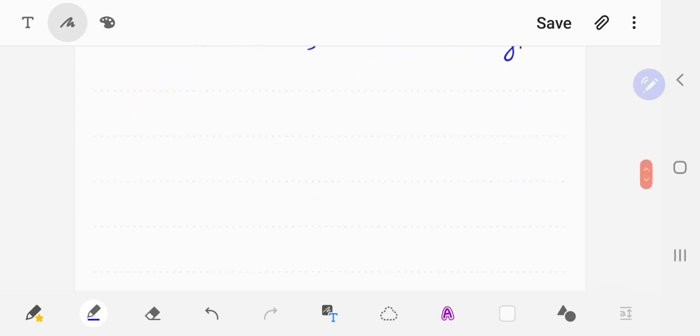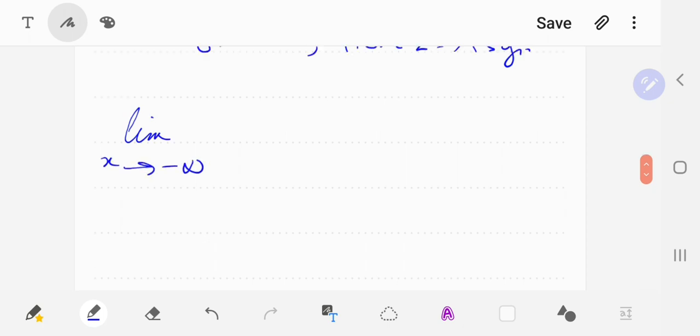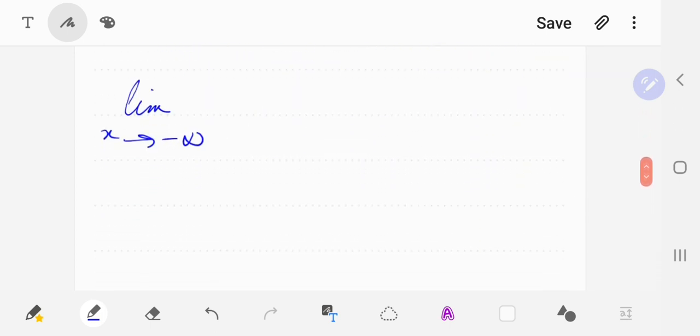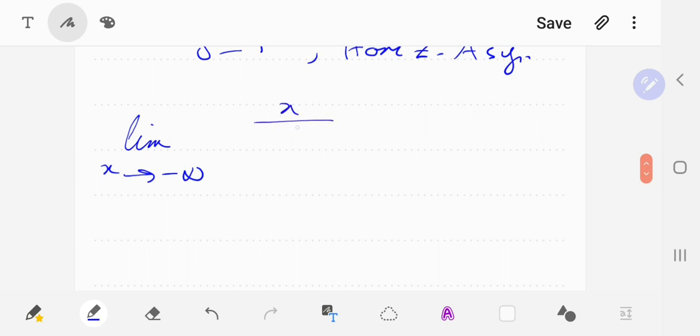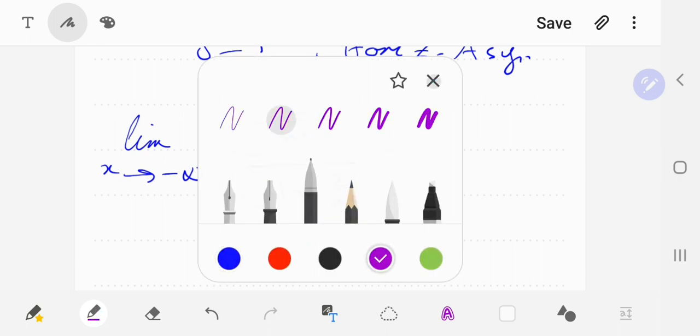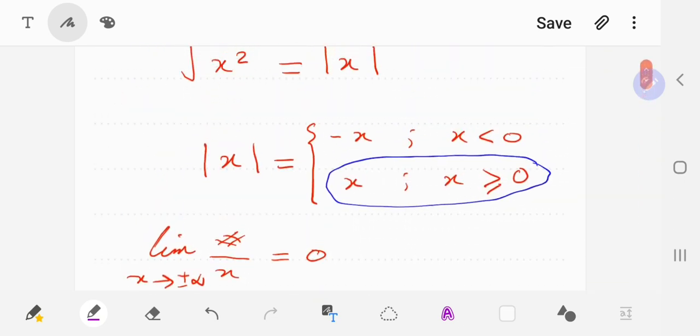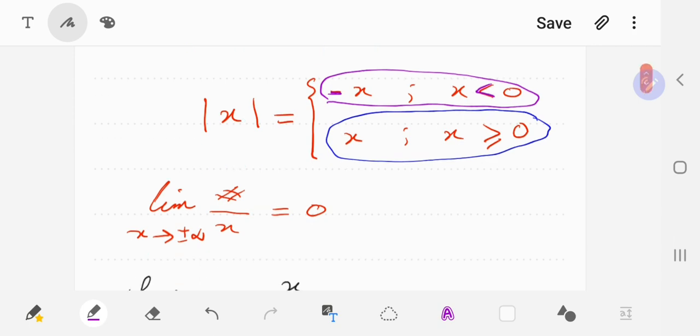Okay, what about the limit when x approaches negative infinity? What's the difference? Actually, we're gonna follow the same steps. We will reach this step, so it will be x over absolute value of x over square root of 1 plus 2 over x squared. Now the absolute value of x in this case will be equal to negative x, since we're approaching negative infinity, and negative infinity is less than 0. So absolute value of x will be equal to negative x.